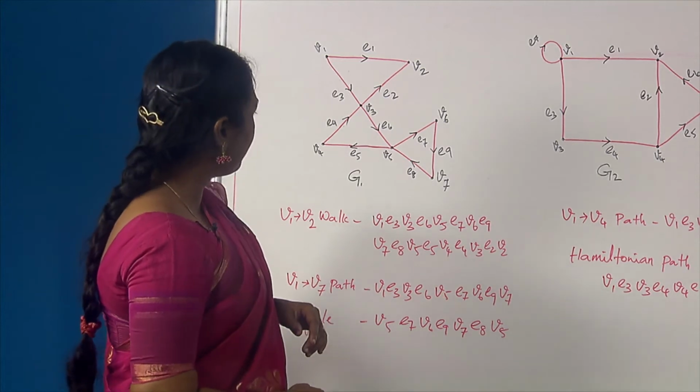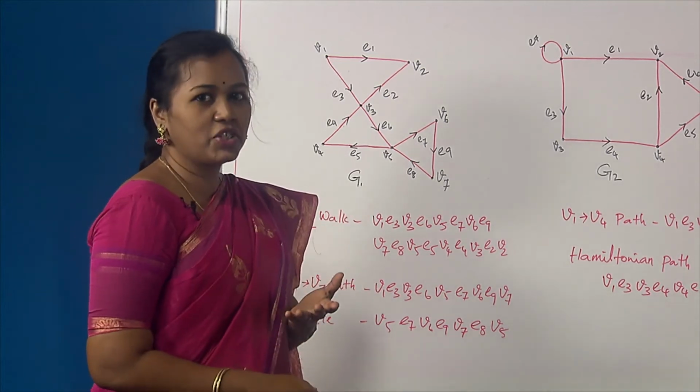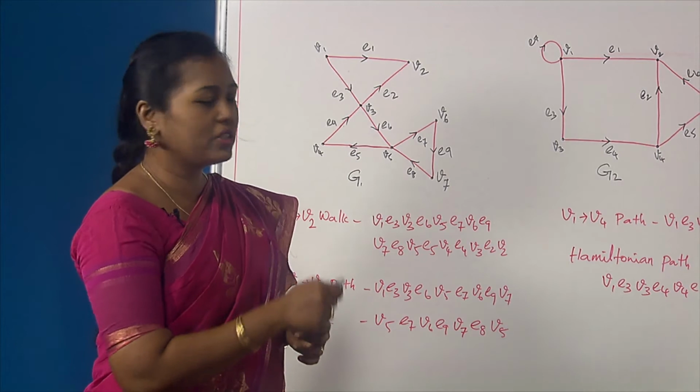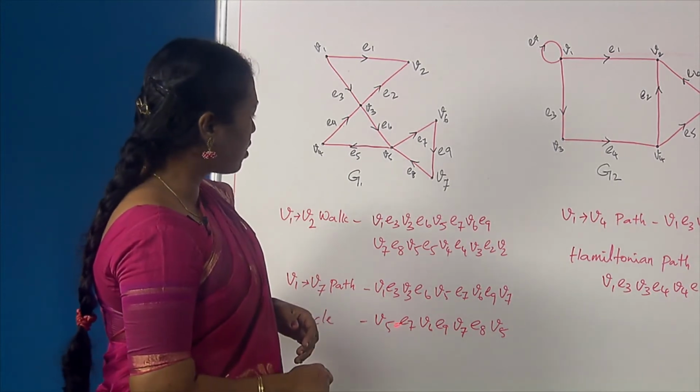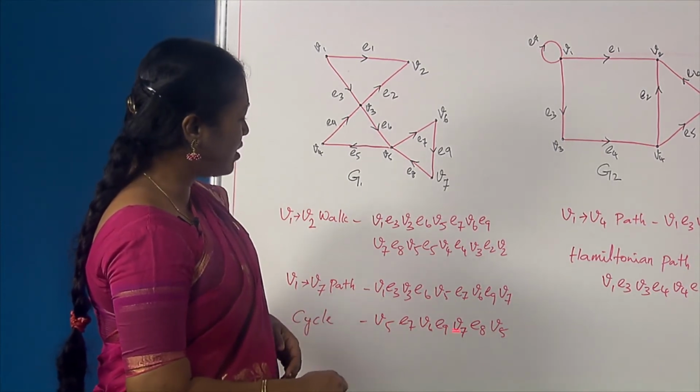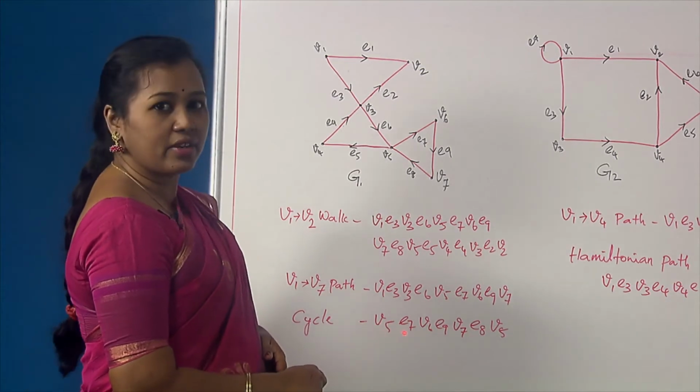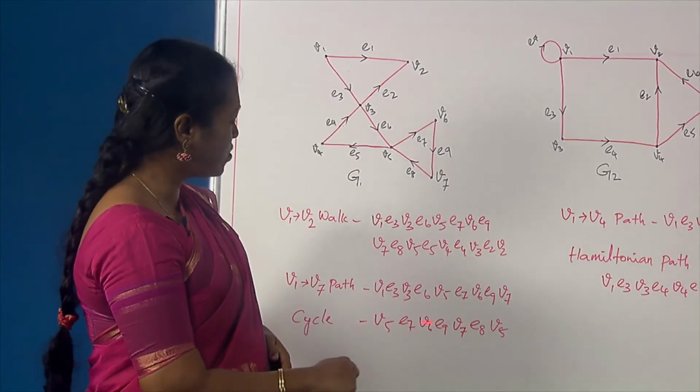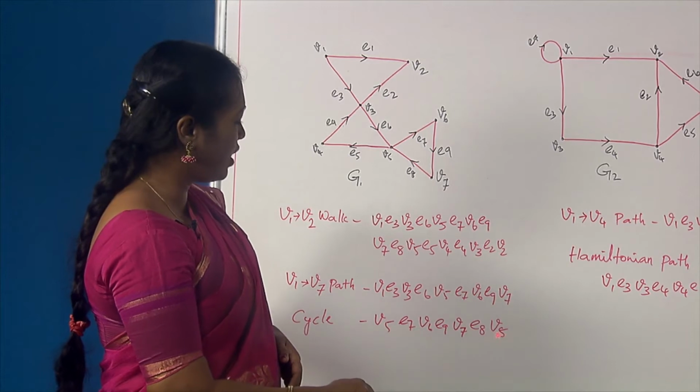Now let us see whether there is a cycle. We saw the definition of a cycle too. The definition of the cycle was that the starting and the end vertices are the same. I have already written the cycle here: V5 and V5, we start at V5 and we end at V5.